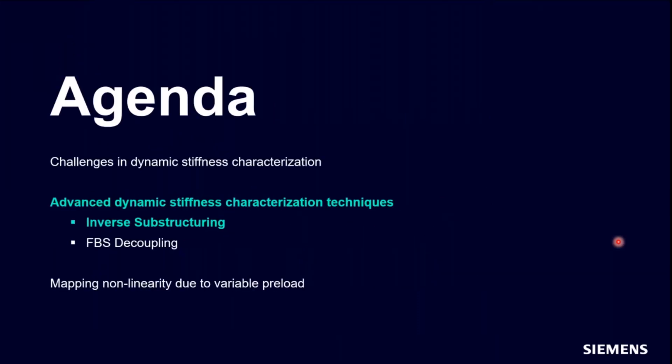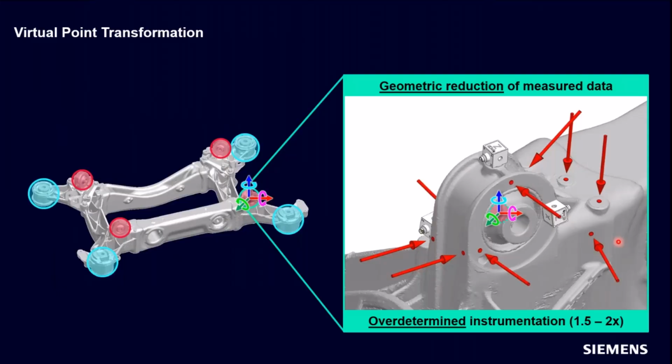The first method that we're going to be looking at, and the one we'll be studying most, is called inverse substructuring. And before I explain what inverse substructuring is or how it works, I just quickly want to introduce you to another technique that will be very important in the implementation of this method, which is called virtual point transformation.